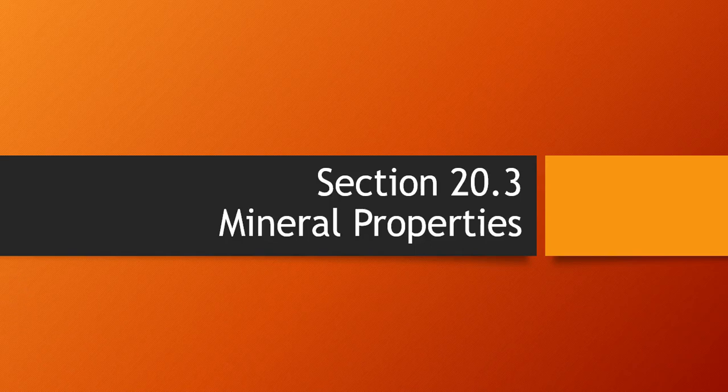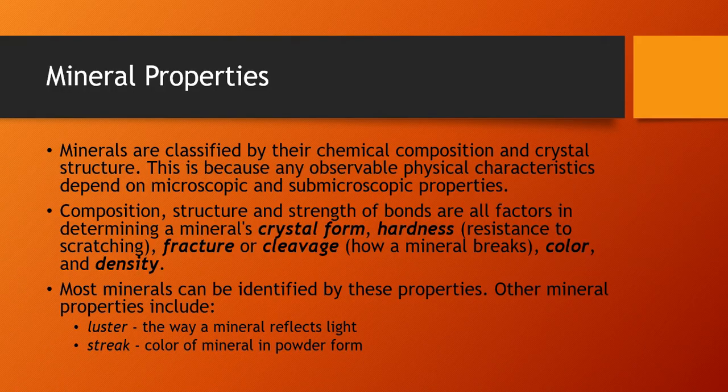Section 20.3, Mineral Properties. So we classify minerals by their chemical composition, so what they're made up of, and how they're structured, their crystal form, their crystal structure. So if you know those things, then you know what mineral you have. It's the easiest way to figure out what kind of mineral you have.